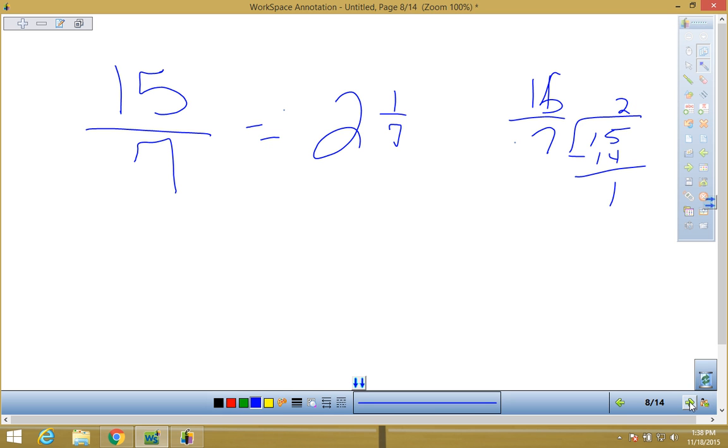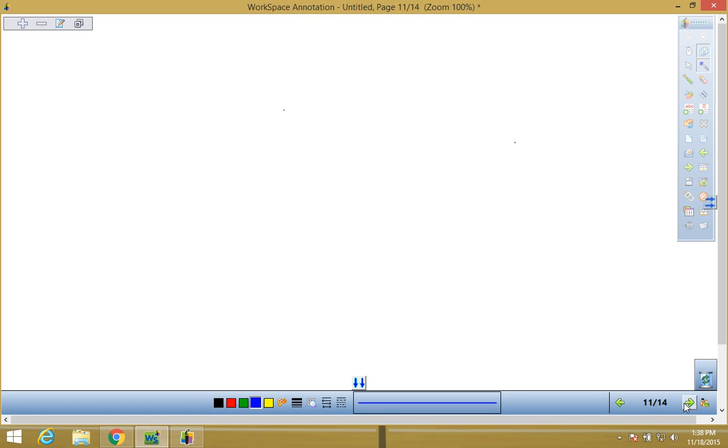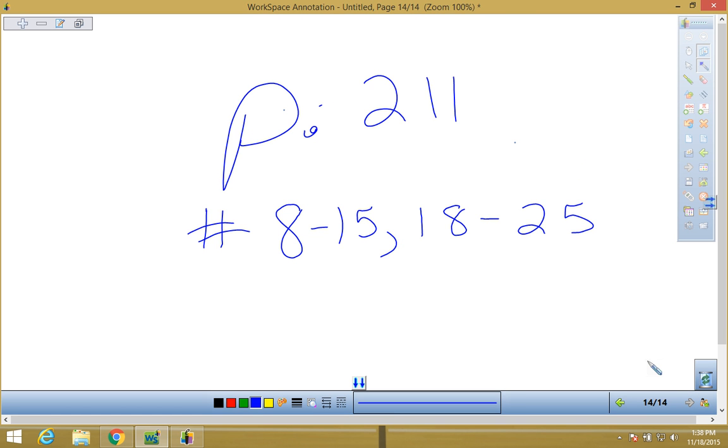Okay, you are going to be looking at 2 different sections for your assignment today. Notice this is 8 through 15, and then you're skipping 16 and 17 and doing 18 through 25. The first one, you're going to be taking a mixed number and putting it into an improper fraction. The second section is improper fractions to a mixed number.